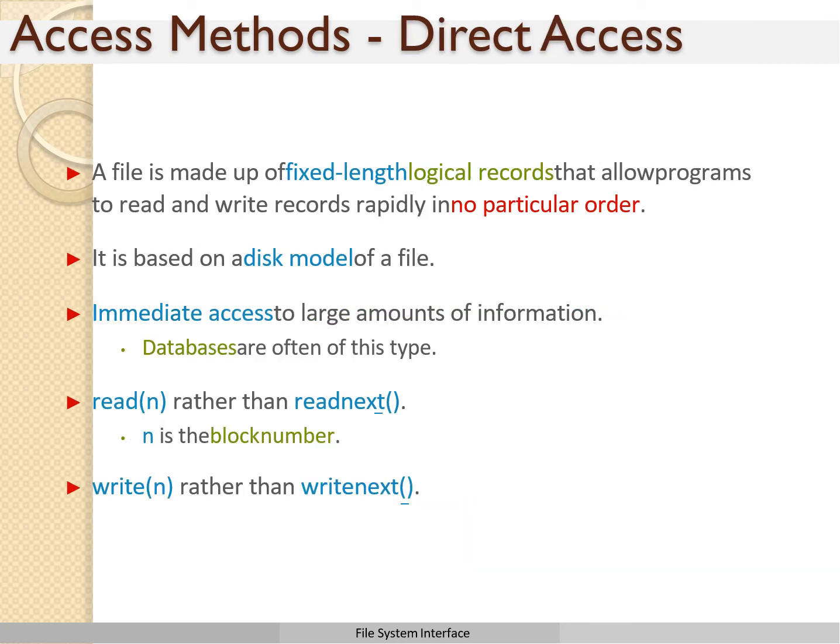Another access method is direct access. A file is made up of fixed length logical records that allow programs to read and write rapidly in no particular order. Direct access is based on this model of a file. Immediate access to a large amount of information is possible through direct access. Read n is used rather than read next, where n is the block number. Write n is used rather than write next.